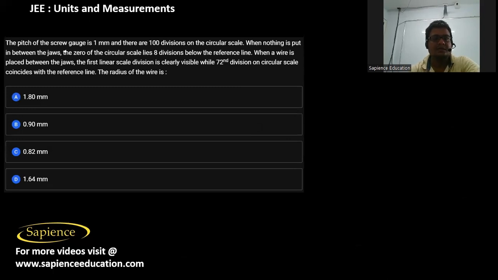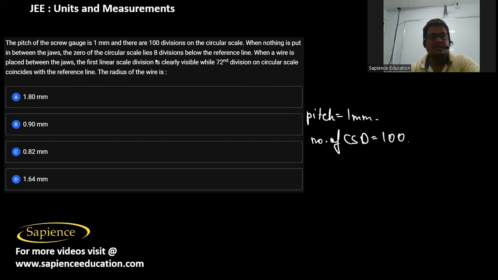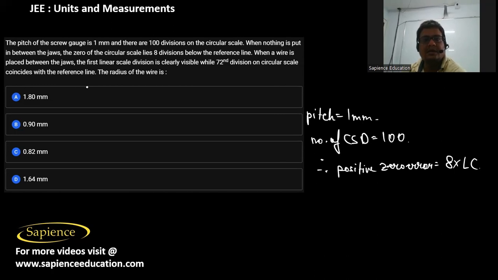Then here it is told the pitch of the screw gauge is 1 millimeter, and there are 100 divisions on the circular scale. So number of circular scale divisions is 100. When nothing is put in between the jaws, the zero of the circular scale lies 8 divisions below the reference line. Therefore here we have positive zero error, which is equal to 8 times the least count. And when a wire is placed in between the jaws, the first linear scale division is clearly visible, while the 72nd division on the circular scale coincides with the reference line. The radius of the wire is?